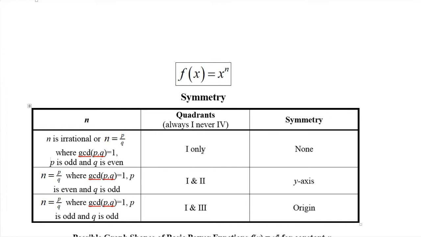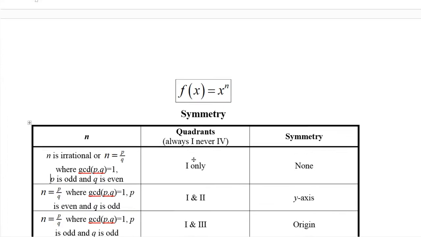then you only get the first quadrant. So there's nothing else besides that. And so there's no symmetry involved there. And there's nothing else besides the first quadrant. Those will be continuous functions because it's all one connected piece in the first quadrant.